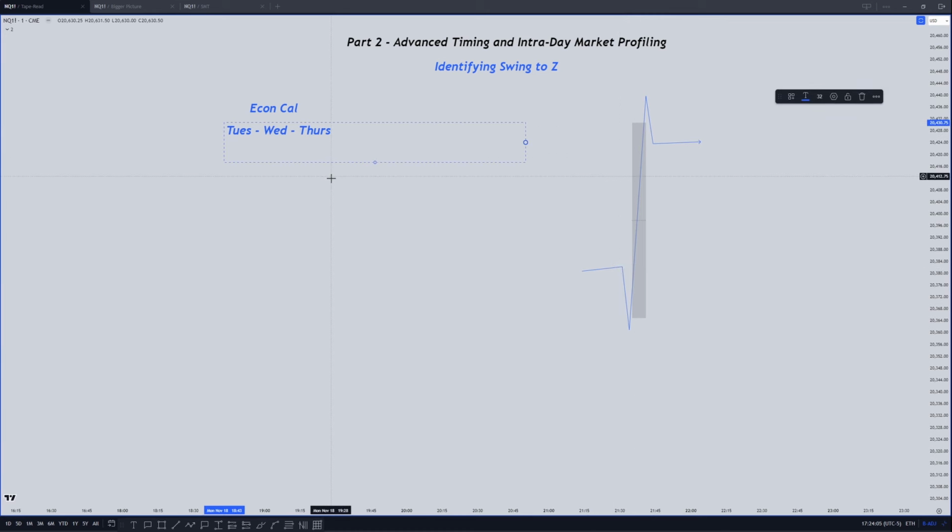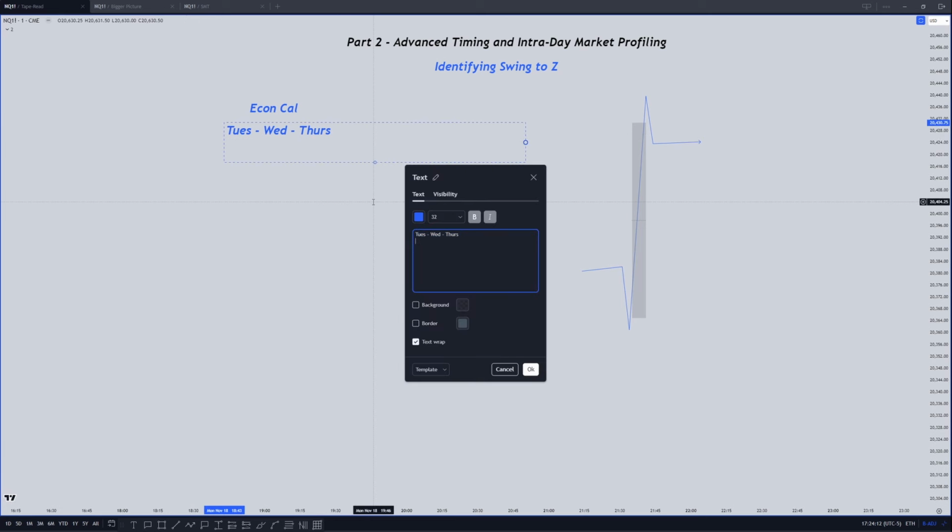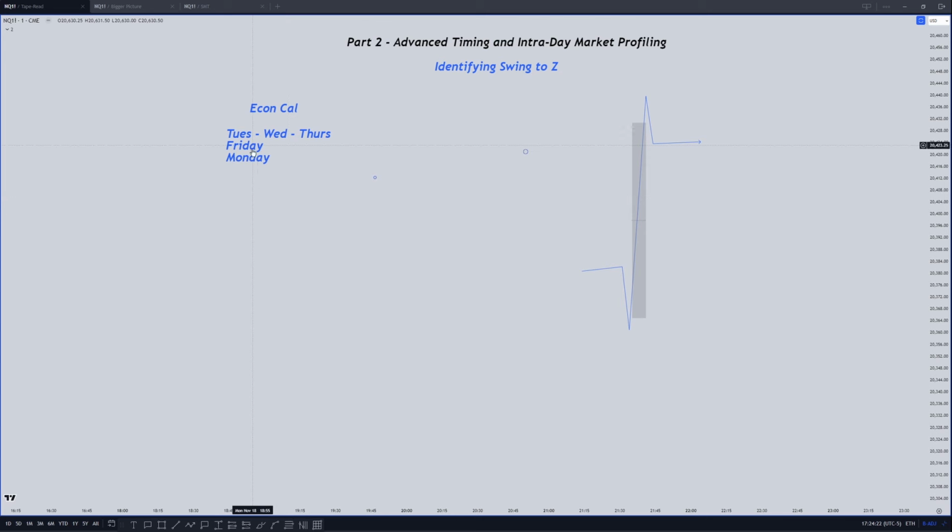So if I had to pick which days I'm likely to see one of those two, it's going to be Tuesday, Wednesday, Thursday. And then after that, Friday would be, I guess, the second highest probability after those three, and then Monday. So these are the days that you want to be categorizing, and you can obviously pair that with the economic calendar. Like if Wednesday, for example, has 8:30 news, then I look at Wednesday. Same thing with Thursday. For this week, I'm looking at Tuesday, Thursday, and Friday based on the economic calendar. So that's going to be crucial to identifying swing to Z.